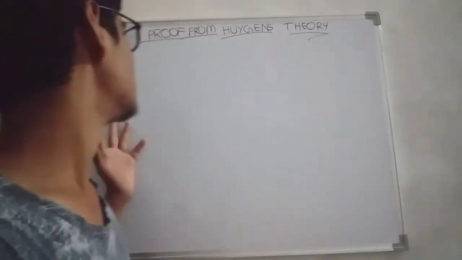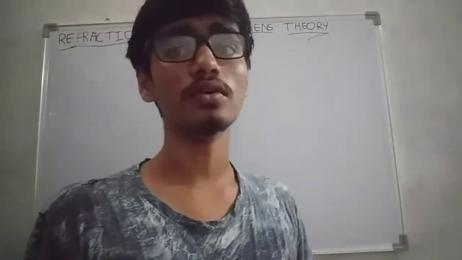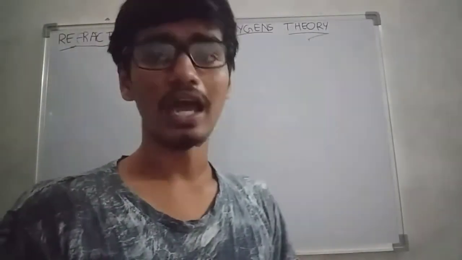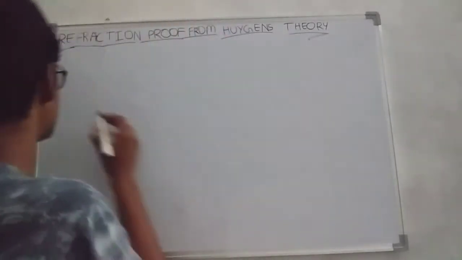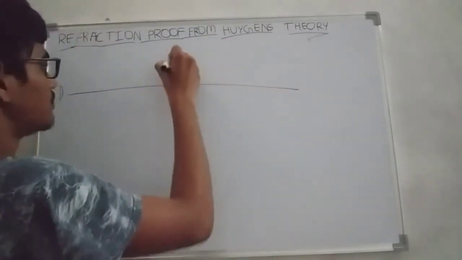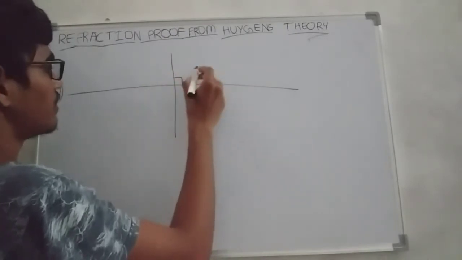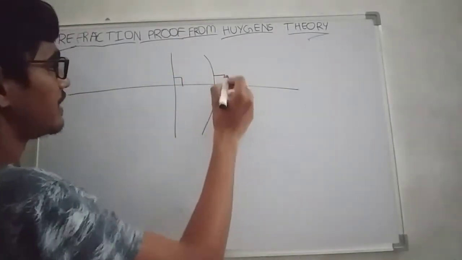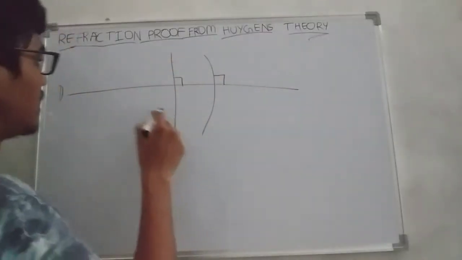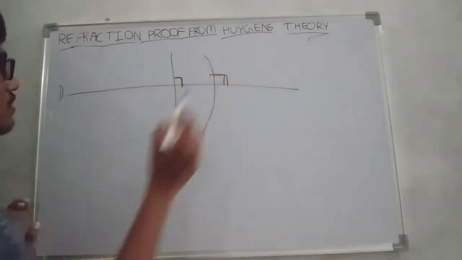Here I want to discuss reflection and diffraction proofs using Huygens theory. Before getting into the discussion, I want to give two important points. The first one is the rays are always perpendicular to the wavefronts, whether it is spherical or planar.